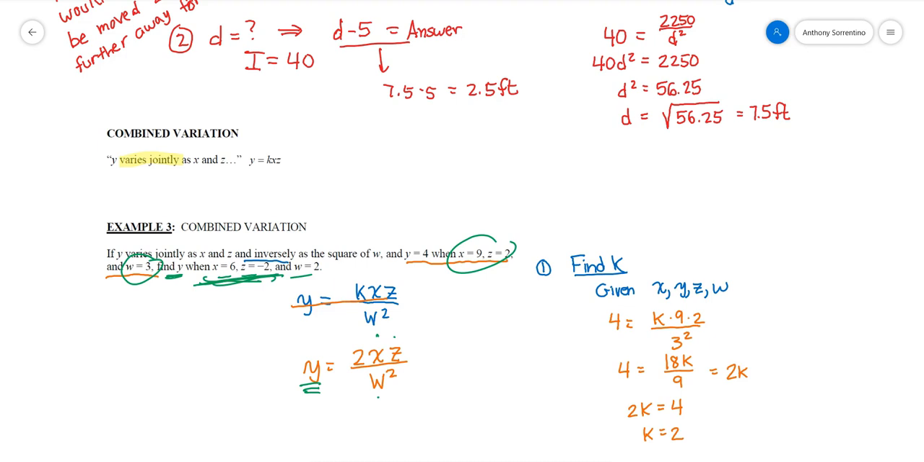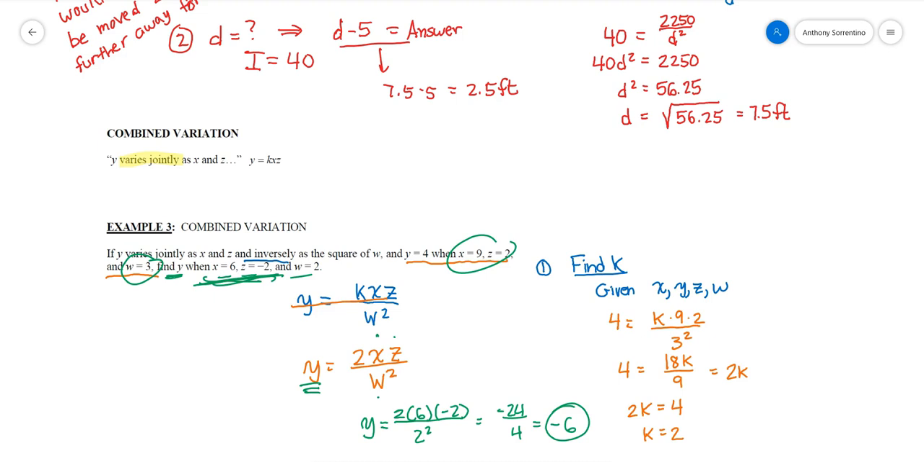Now I want to see what happens with y when x is now 6, z is -2, and w is 2. So y is going to equal 2 times 6 times -2 over 2 squared. And I work this out, I'm going to have -24 over 4, which gives me a -6. And that's my answer for this.